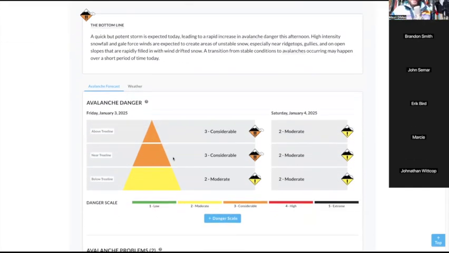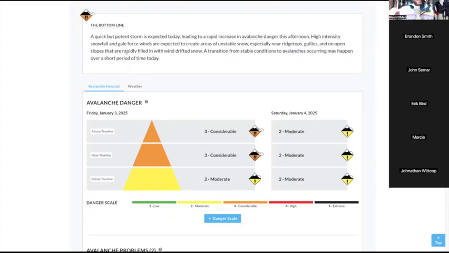The bottom line: quick but potent storm is expected today, leading to a rapid increase in avalanche danger this afternoon. High intensity snowfall and gale force winds are expected to create areas of unstable snow, especially near ridgetops, gullies, and on open slopes that are rapidly filled in with wind drifted snow. A transition from stable conditions to avalanches may happen over a short period of time today.